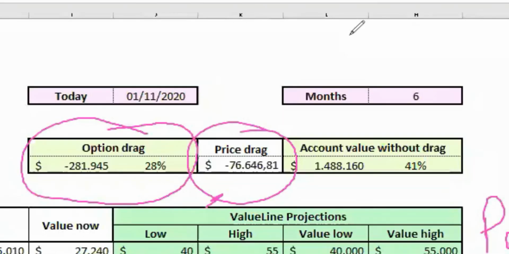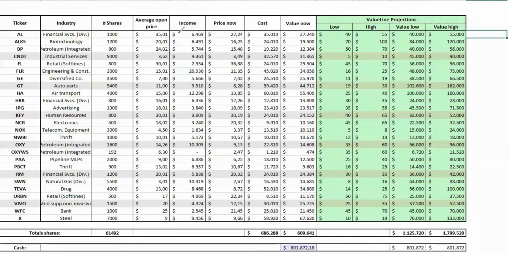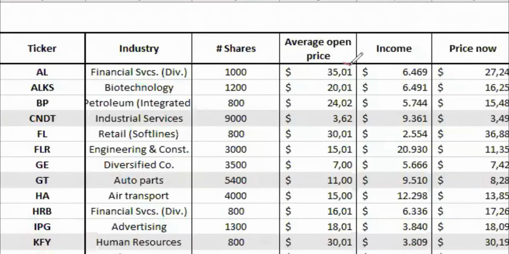Here on the right hand side we have a value which is the account value without the drag, meaning once all the options mature and this money gets into the account value as it is now, and the shares go back to break even, which is adding up the price drag, the account would be, in this case, 1,488,000.